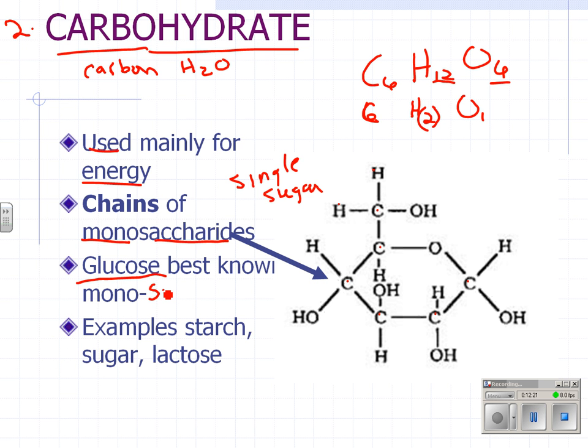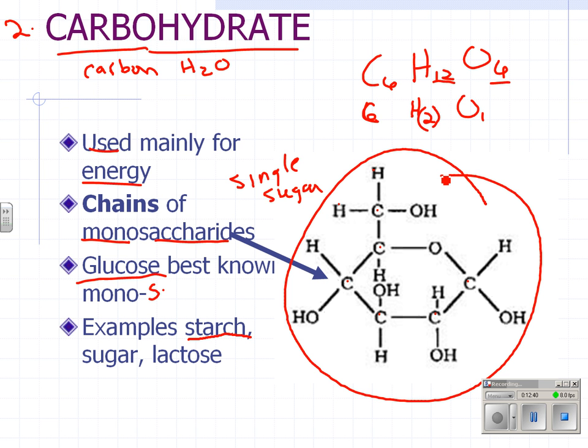Maybe you've heard of starch. Starch is a chain of carbohydrates. When you eat a potato, you're getting a lot of starch. That's because a potato is built with chains of these. And when you eat that, you're eating chains of sugar, literally. Lactose, maybe somebody in here is lactose intolerant. That's milk sugar. It's a different form of this.